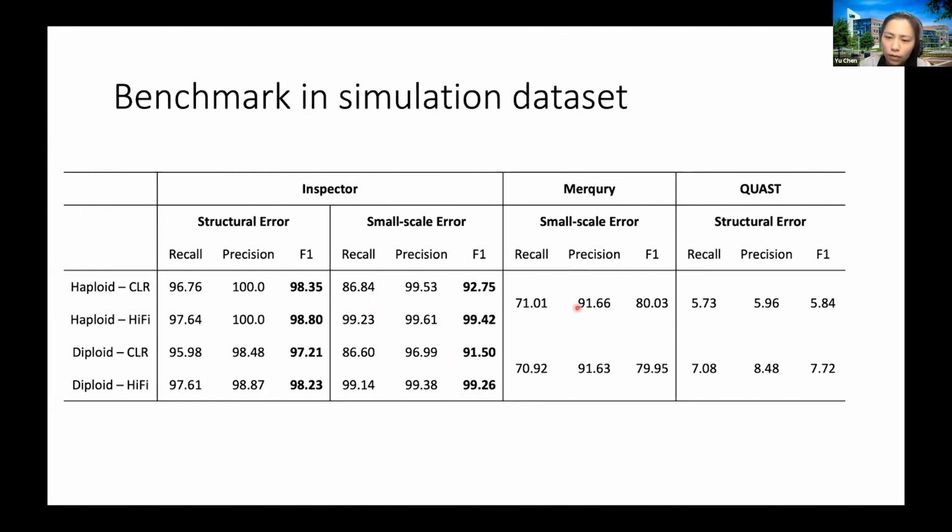We also evaluated the simulated dataset with Merqury, and they were able to identify about 70% of the errors with a precision of 90%. It's not as high as Inspector, but it's pretty good. And we also have QUAST. QUAST is reporting a lot of SVs in their misassembly set because they are a reference-based approach, so they have lower recall and precision than the other 2 evaluators. So here we show Inspector has very good performance on the simulated data set.